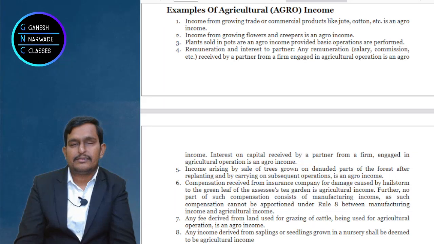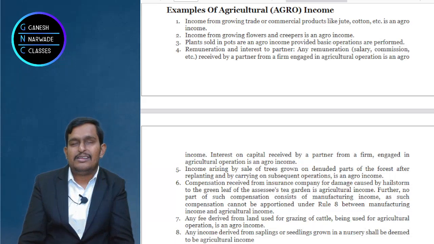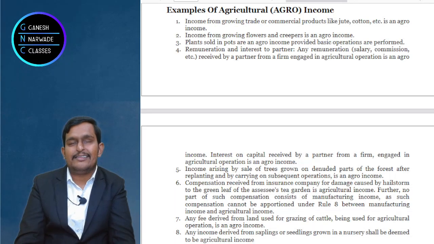Okay, now if you are making flowers or creepers, lily flower, rose flower, lotus flower, right? Flowers and creepers, there are many types of plants which just creep onto the wall. That also is an agricultural income. Creepers or flowers you are producing in the agricultural land, that is agricultural income.